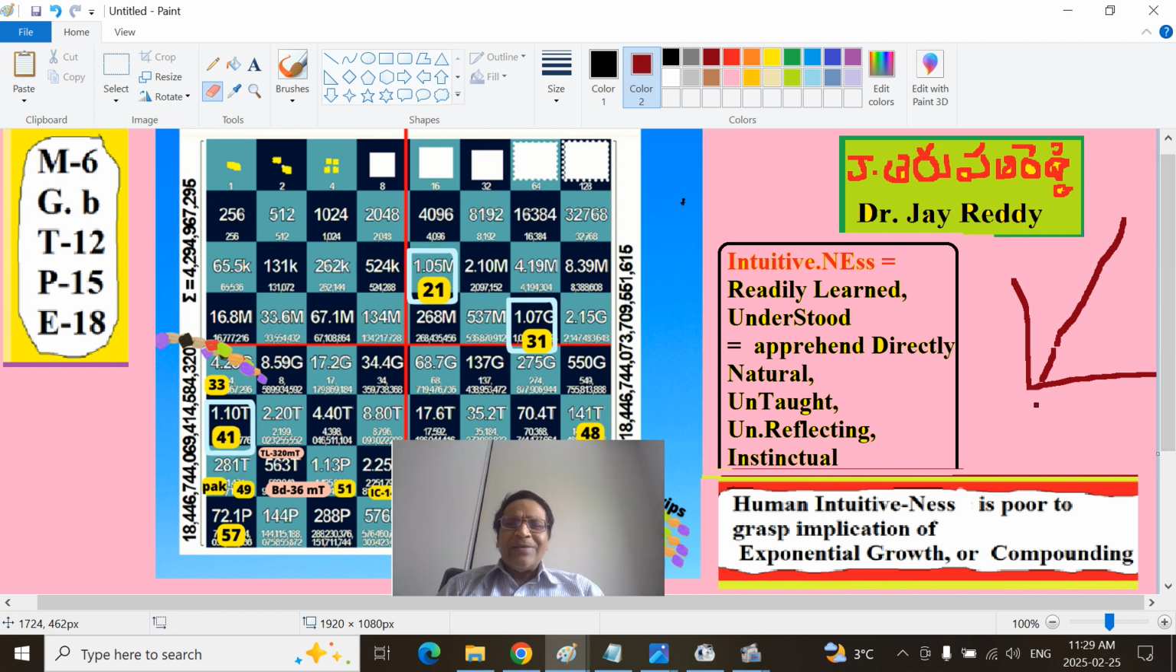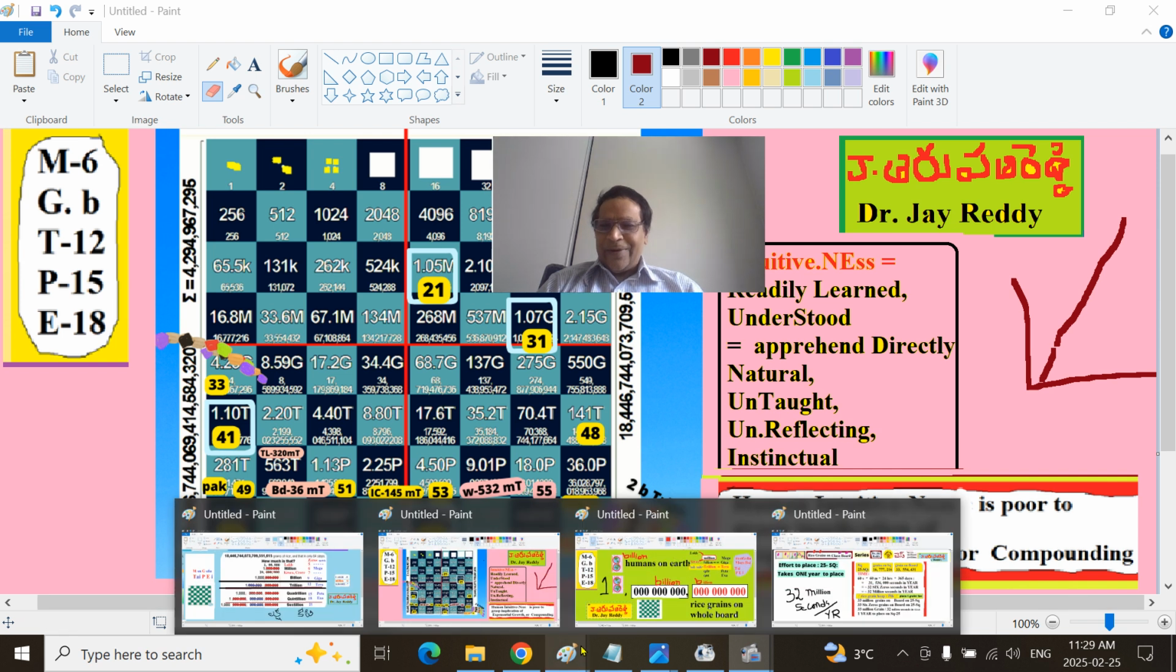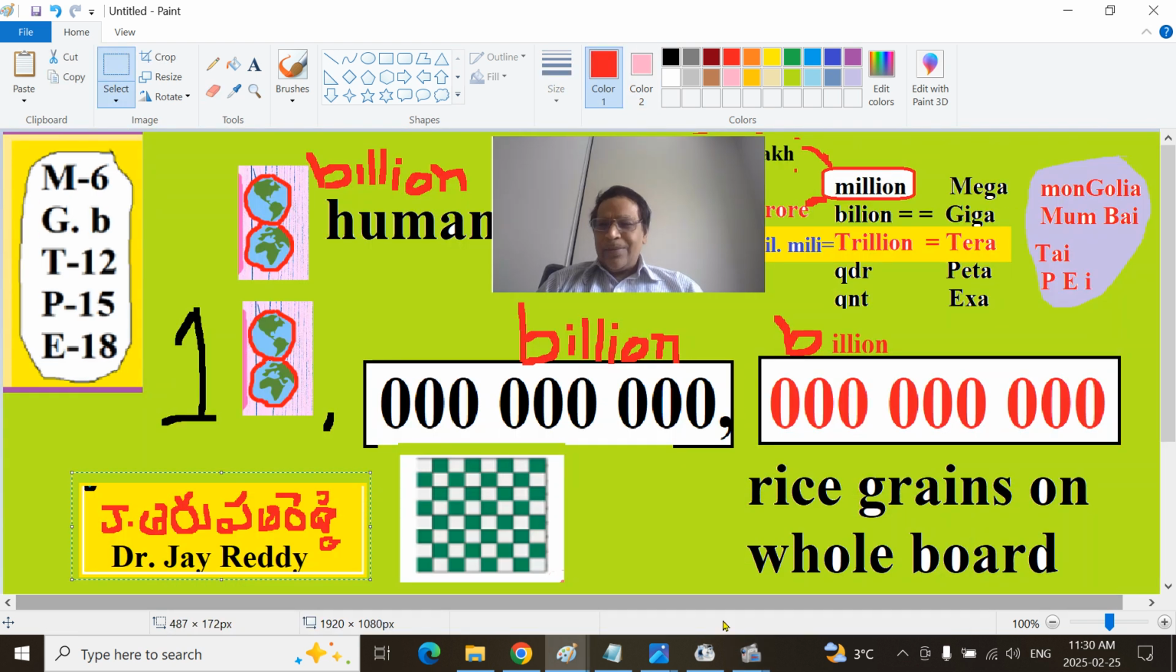Intuitiveness is the natural way of thinking. The humans lack intuitiveness to understand this one. That's why Professor Albert Bartlett is very famous in popularizing this concept of exponential growth. He says one of the most serious shortcomings of human beings is understanding the concept of exponential growth or compounding. This is very important to understand.